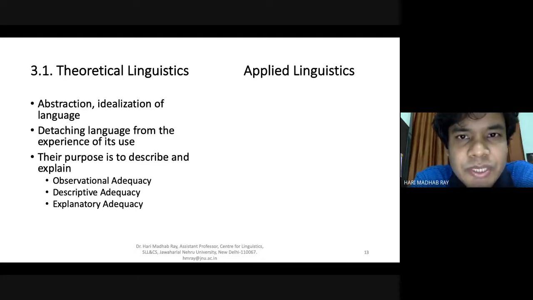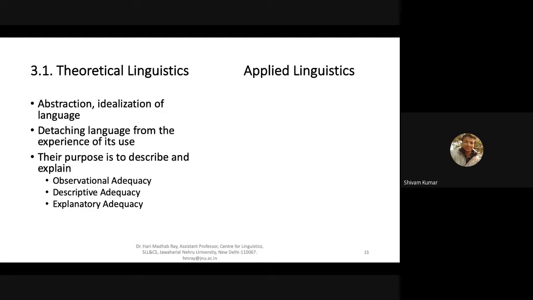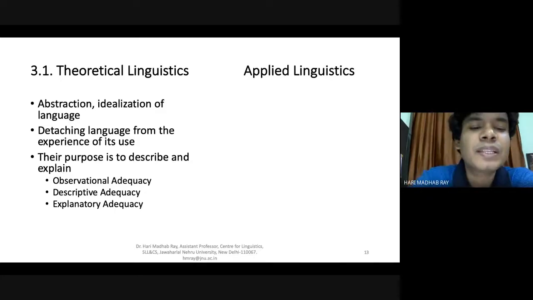You can unmute yourself and just. Sir, I remember these are the three types of adequacy which Chomsky has given. Sir, I cannot. Shivam Kumar, sir. Shivam, yes, please go ahead.